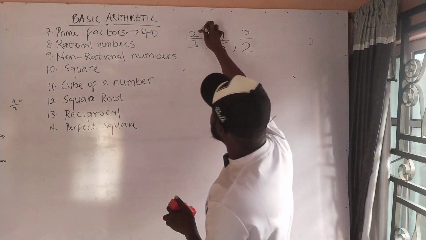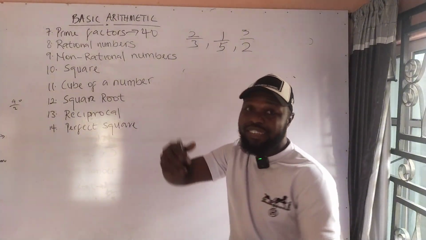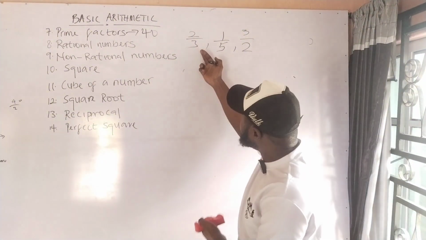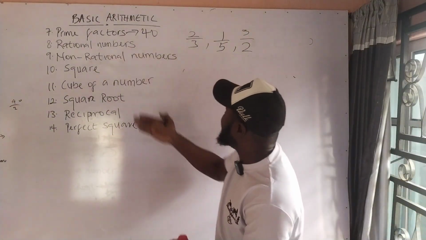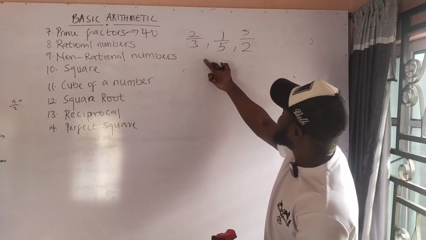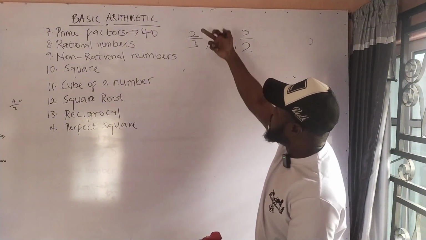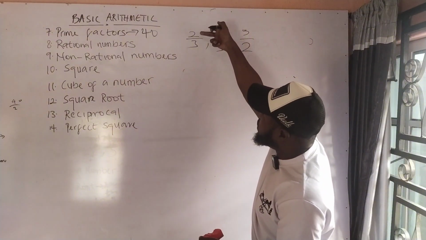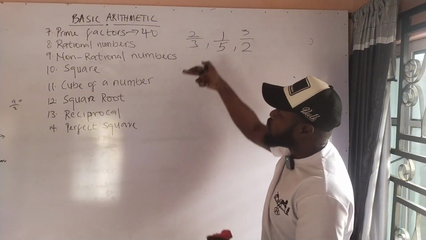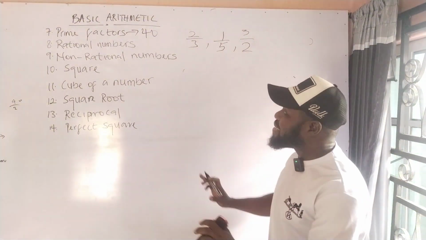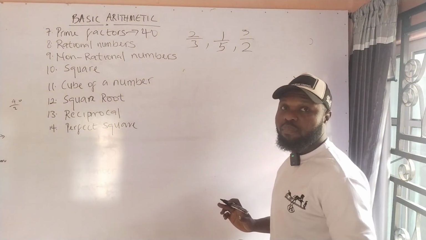So far the numerator is a whole number, and the denominator is also a whole number. So that makes it a rational number. 2 over 3 or 3 over 2. The one at the top, the numerator is a whole number, and the denominator is also a whole number. So that makes it a rational number.